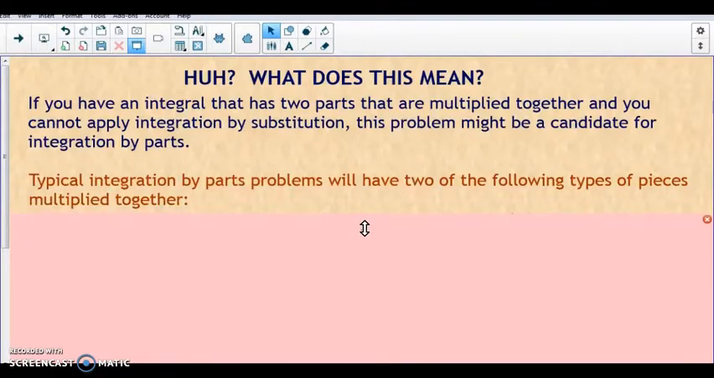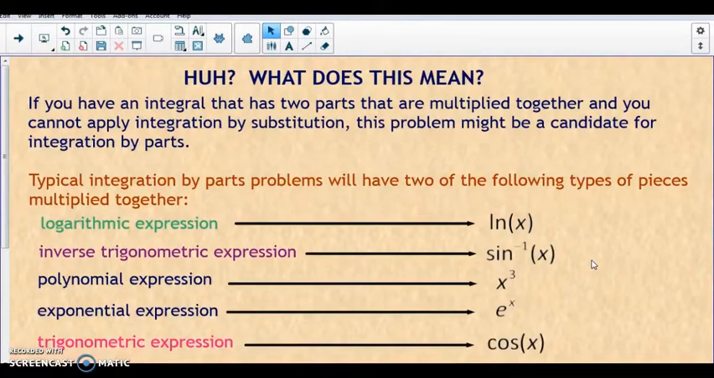There are typical types of integration by parts problems, and they will have two of the following types of pieces multiplied together. There are 5 pieces, and there are usually 2 of these pieces multiplied together. So here are the 5 possible pieces. They could be logarithmic, inverse trig, polynomials, exponential expressions, or trigonometric expressions. Of those 5 choices, you will usually see 2 of them multiplied together. And if you see that happening, then that's a candidate for integration by parts.